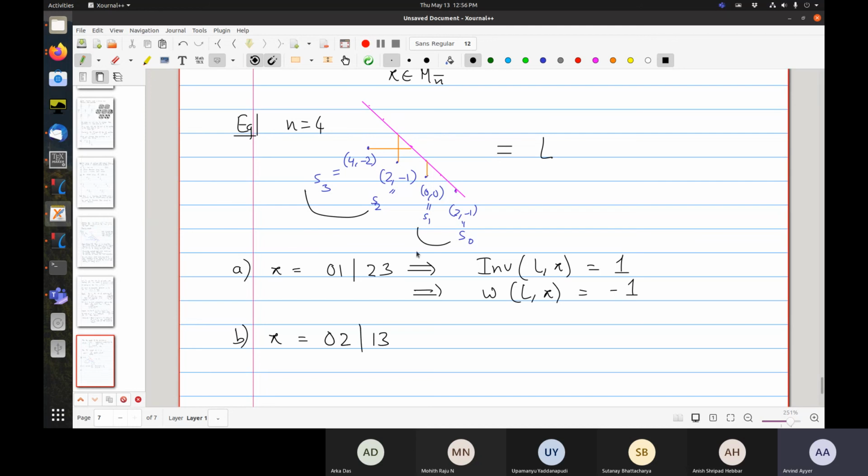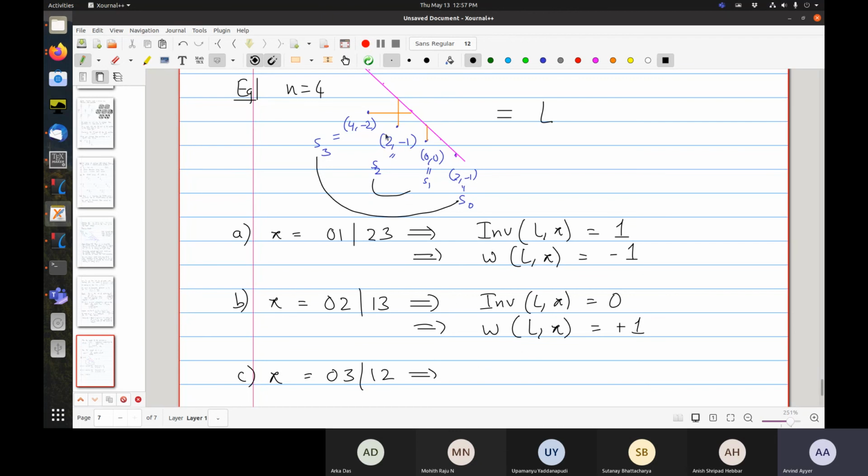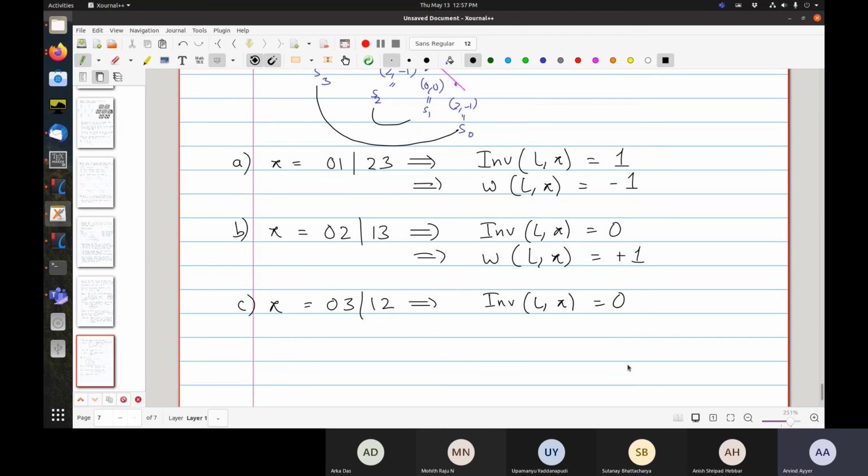Now the next is 0, 2, 1, 3. Now let's see. Among 0, 2, do the paths 0 and 2 cross? Well, no. Do the paths 1, 3 cross? No again. So inv is 0, and so weight is +1. And lastly, pi is 0, 3, 1, 2. So let's check. Do 0 and 3 cross? Well, no. 1, 2 cross? No. So again inv is 0, and weight is +1.